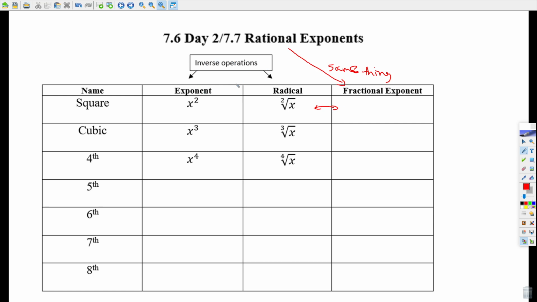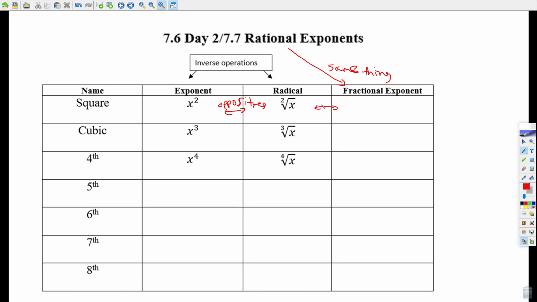Over here, we actually have inverse operations. So if you want to get rid of something that's being squared, we take the square root. If you want to get rid of something being cubed, you take the cube root. So these are opposites, right? So these two things here are opposites, or inverses. So they undo each other.